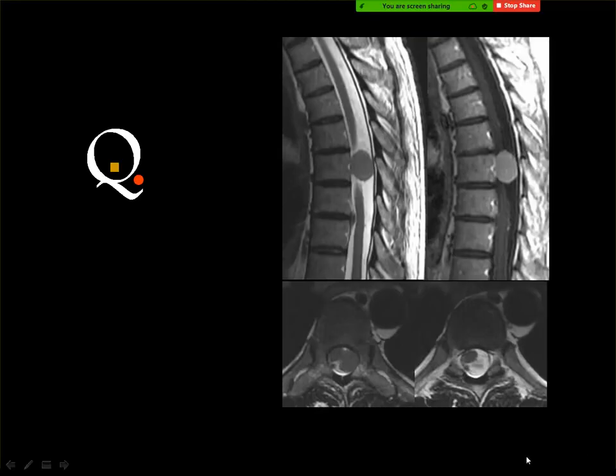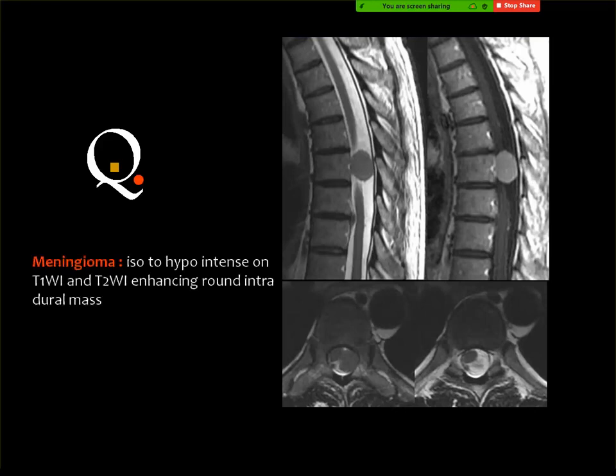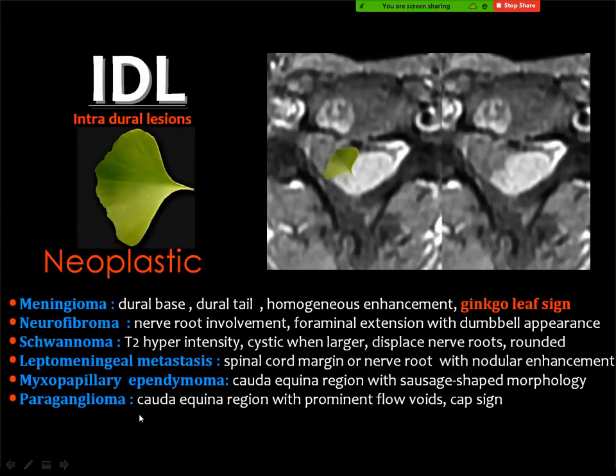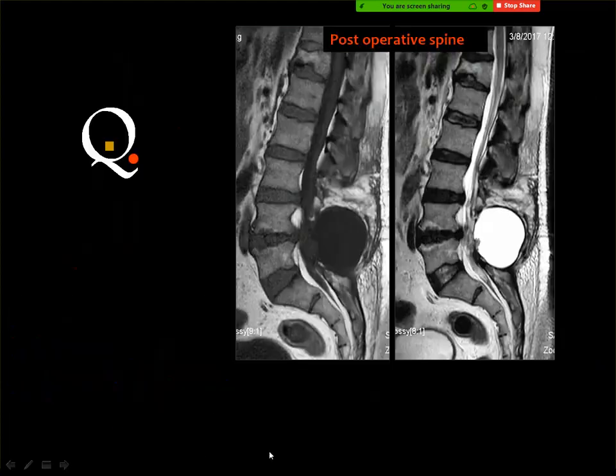Meningioma. Okay, then this is the classic appearance once more of a meningioma with homogeneous enhancement. And I repeat once more the differential diagnosis of neoplastic intradural lesions: meningioma, neurofibroma, schwannoma, leptomeningeal drop metastasis, myxopapillary ependymoma, and paraganglioma. Next case.